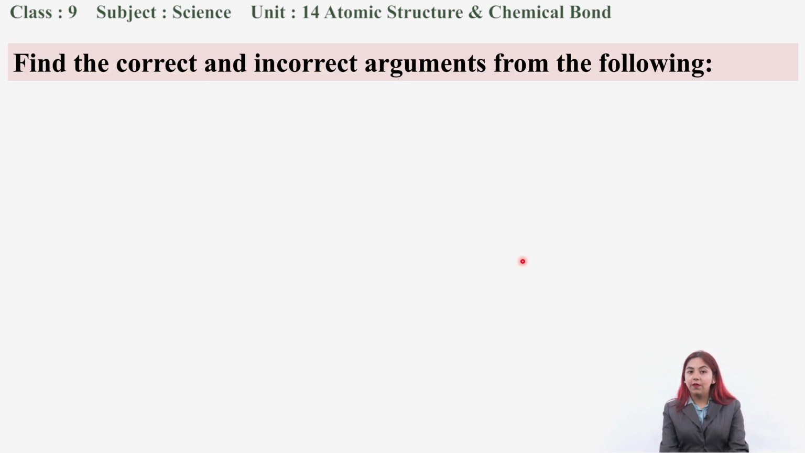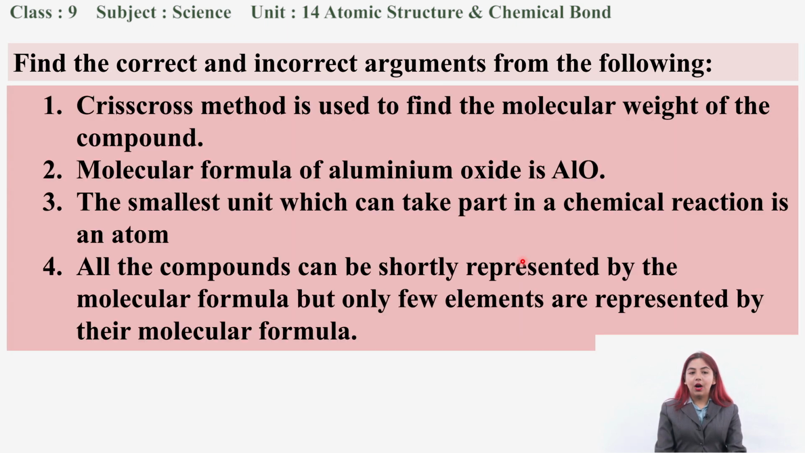Now let us try to solve another question. Find the correct and incorrect arguments from the following. So here we have 4 arguments. Now let us see if they are correct or not. The first argument: crisscross method is used to find the molecular weight of the compound. Is this true? No, it's not true. You should not be confused. Here it says molecular weight, but crisscross method is used to find the molecular formula, not the molecular weight of the compound. So the first argument is incorrect.